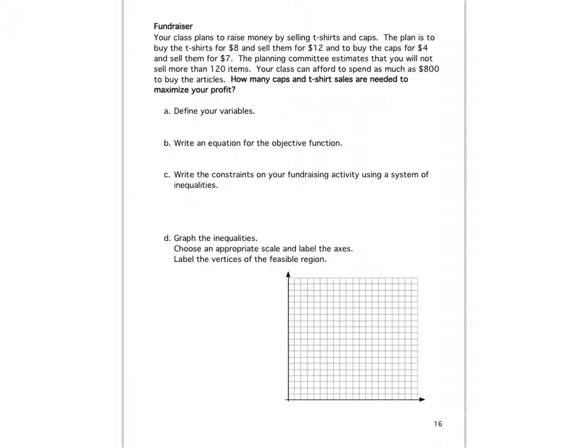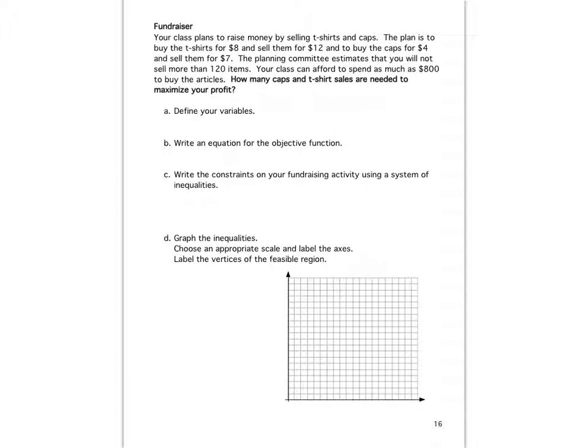Alright, so let's check out what we're doing here. Your class plans to raise money by selling t-shirts and caps. The plan is to buy the t-shirts for $8, sell them for $12, and to buy the caps for $4 and sell them for $7. The planning committee estimates that you will not sell more than 120 items. Your class can afford to spend as much as $800 to buy the articles. How many caps and t-shirt sales are needed to maximize your profit?